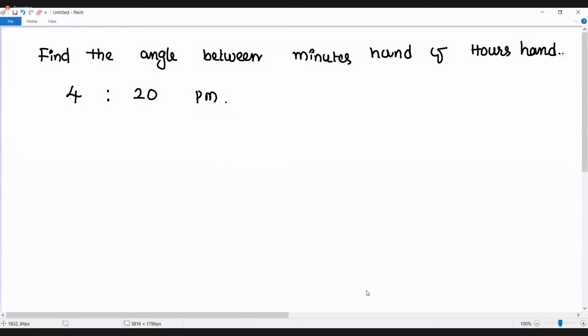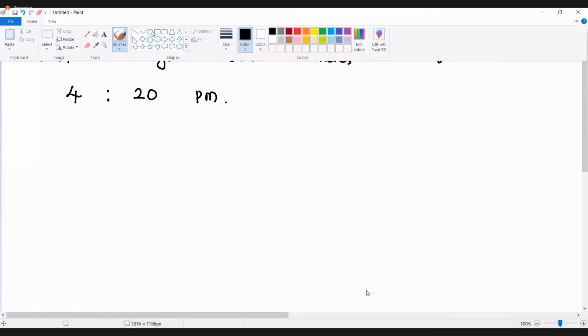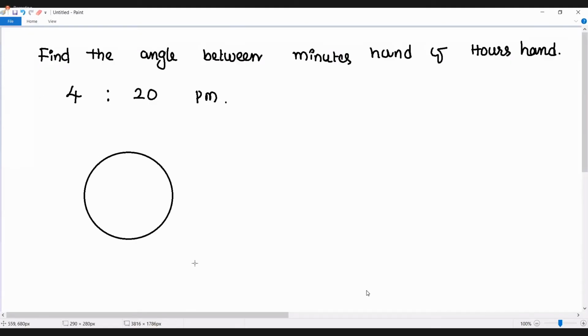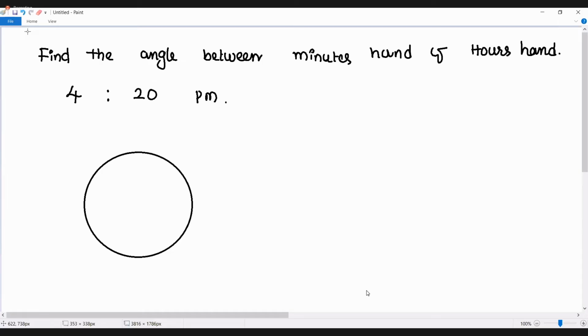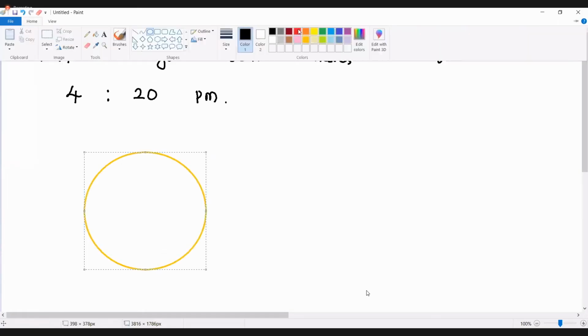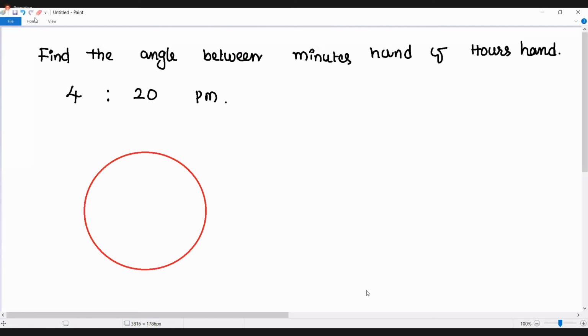Just try for the question. Anyway, I'm here to help you get the answer. 4 o'clock 20 minutes. What is the angle between the minutes and hours hands? That is the question. So try to understand the visual positioning.